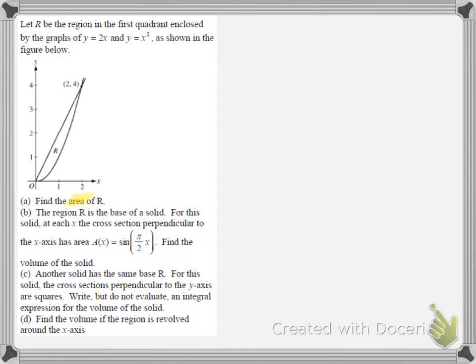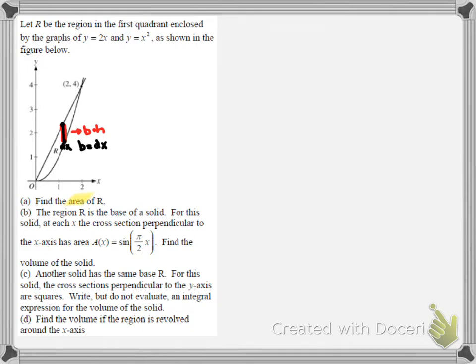So to find the area of this problem, we're going to go ahead and draw a rectangle. Remember that our area is the base times the height of a rectangle. And in this case, the base is going to be a small change in x. So we just need to find the length of the height. So it's going to start here and go all the way down.